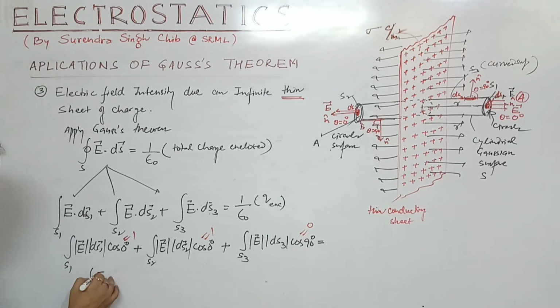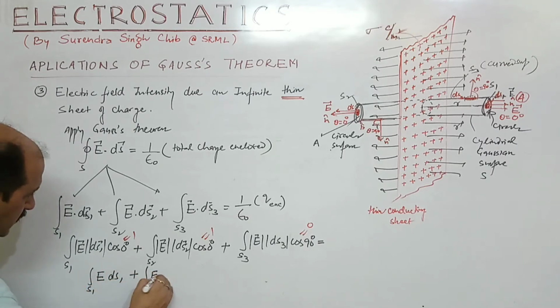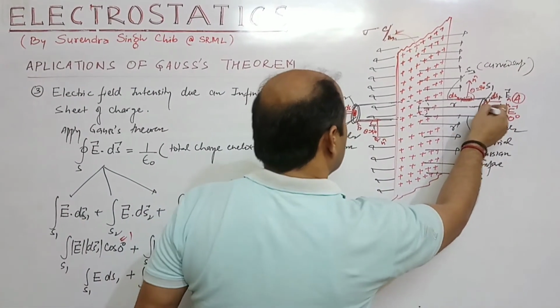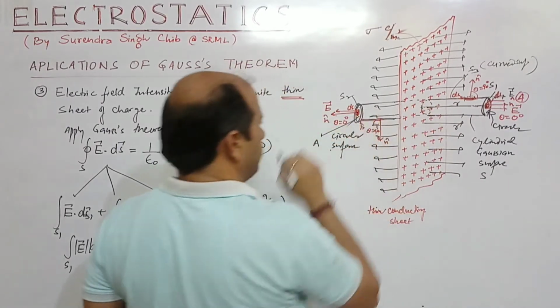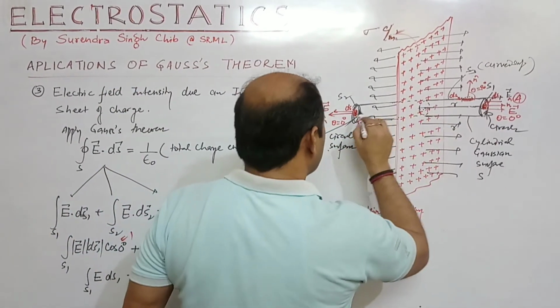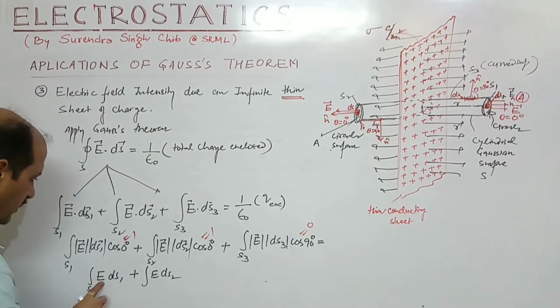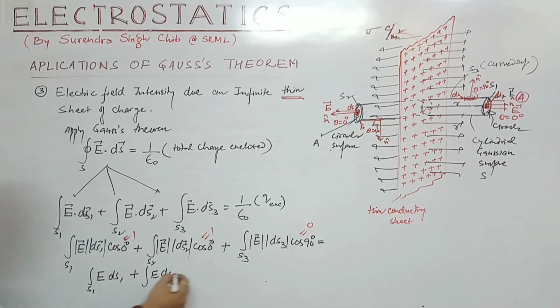E dS1 plus again E dS2. I am not writing E1 and E2. Why? Because the distance here and the distance here is the same. The electric field will also be the same here and here. That's why we are taking E and E here. We can take E outside. So we'll do it later on. Let's take this side also.